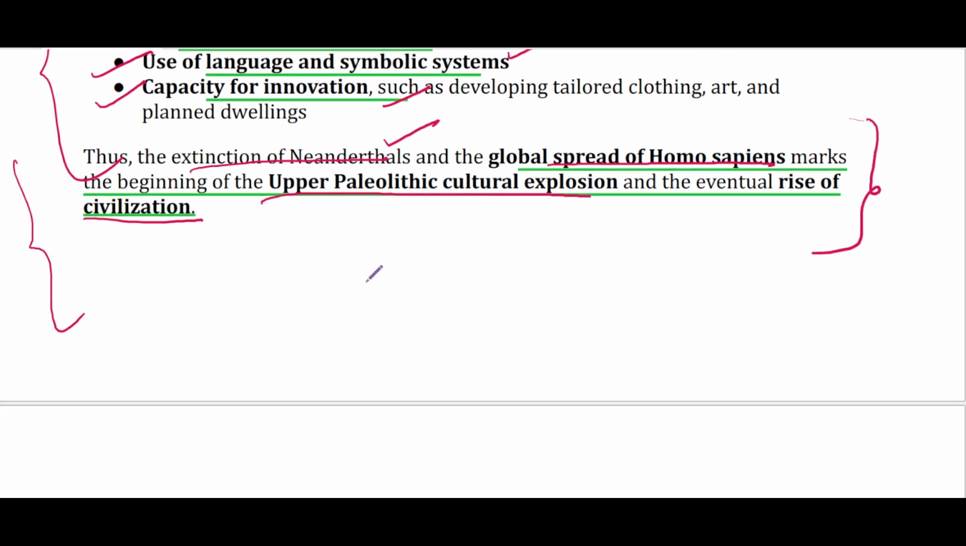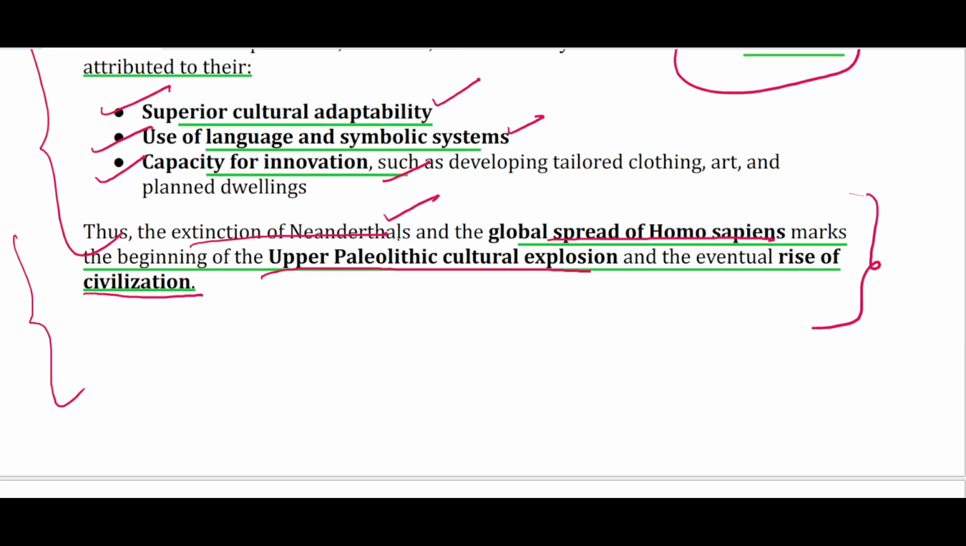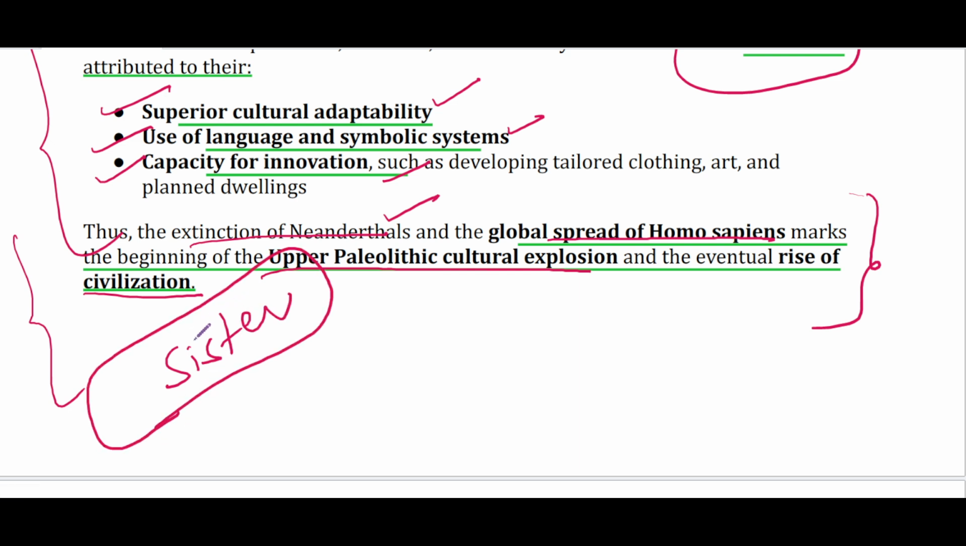Now, I would like to highlight one more factor. Neanderthals and Homo sapiens might have been sister species, but no human population that exists today is directly a descendant of Neanderthals. In other words, we did not evolve from Neanderthals at all. We might have shared some genes. Non-African populations might share around 1 to 4% of their gene pool with that of Neanderthals.